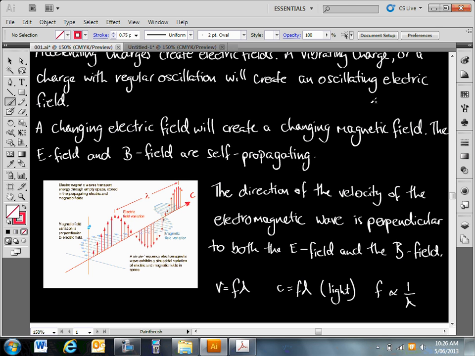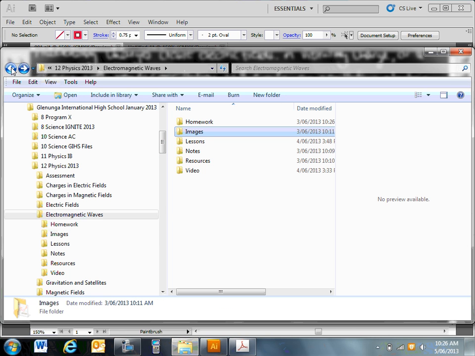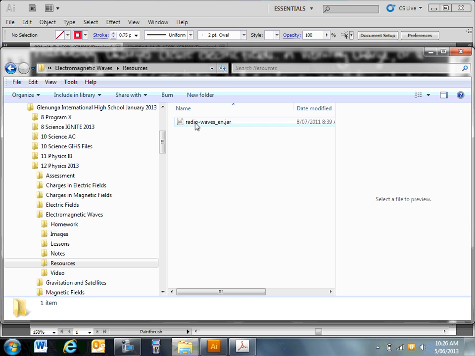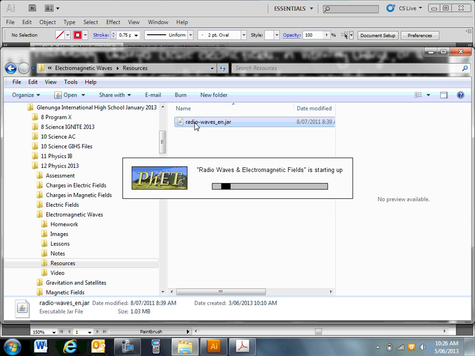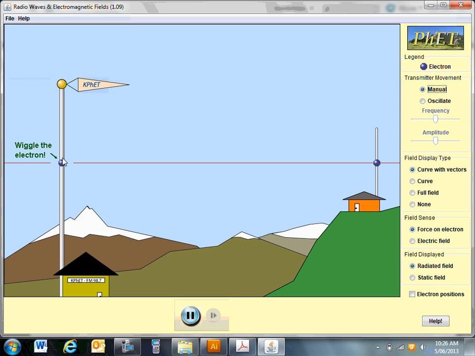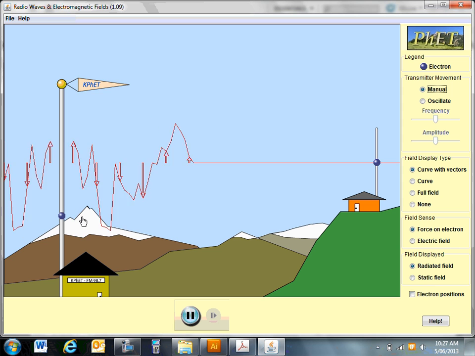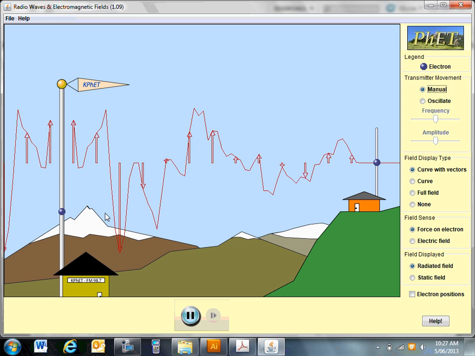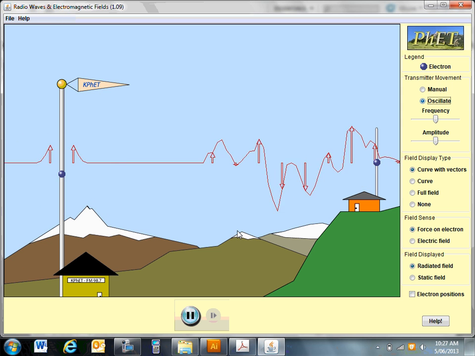Antenna theory is next. Actually, before I show you that, I'll show you this. There's a demonstration here. Here we have a transmitting antenna. We can wiggle the electron and create an electric field in the same plane as the wiggle of the electron. Okay, and I can get it to oscillate.